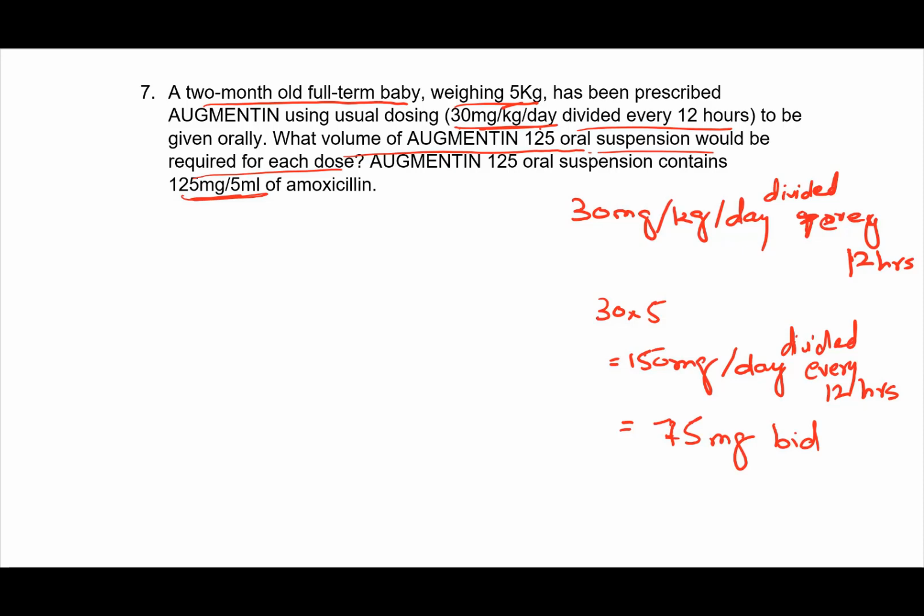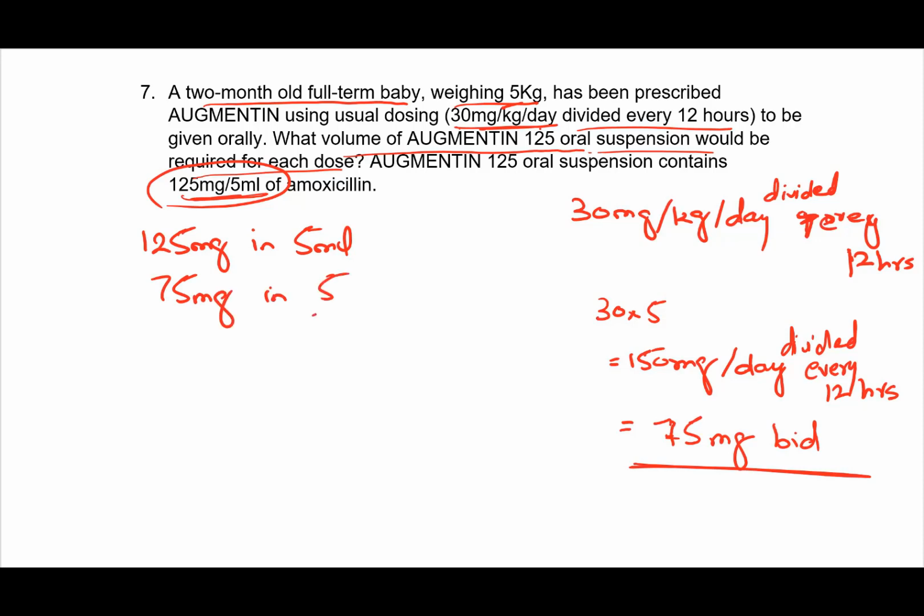So now I have worked out how many milligrams I have to give for each single dose, and I can convert that into milliliters from the strength of the suspension. I know from the strength of the suspension that 125 milligrams is present in 5 mils. So 75 milligrams will be present in 3 mils, and that's the volume of the Augmentin suspension I need for each single dose. So 3 mils is the answer.